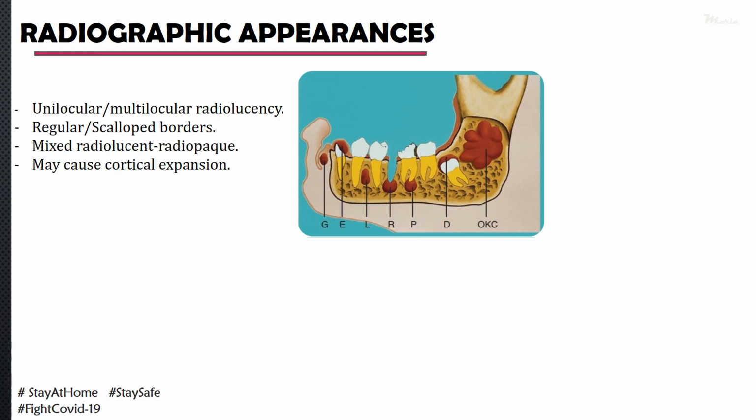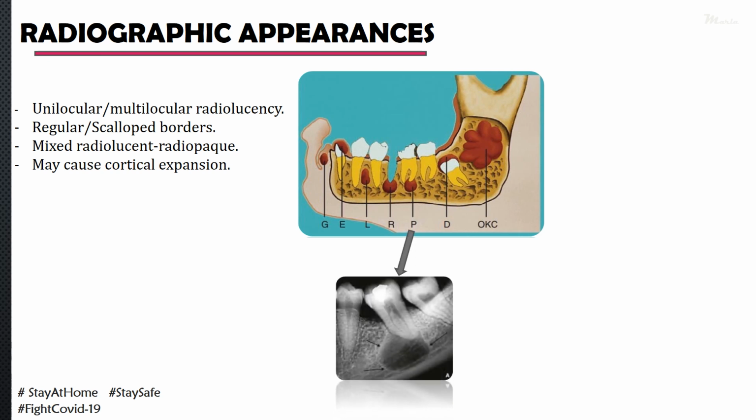So here are some radiographic examples of some of the common cysts. As discussed before, a cystic lesion occurring in the periapical area of a tooth is also known as a periapical cyst. This cyst gives rise to a well-defined unilocular radiolucency which is present in relation to the apex of the tooth.